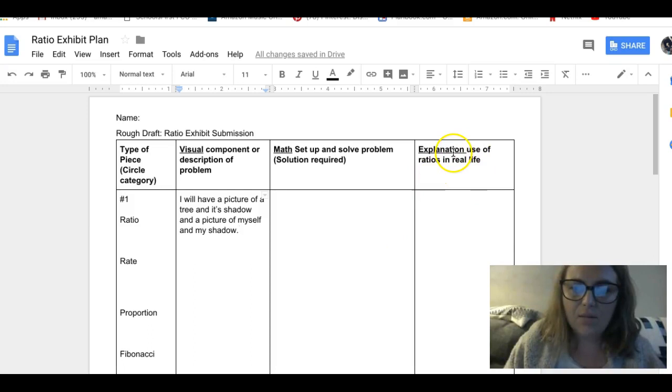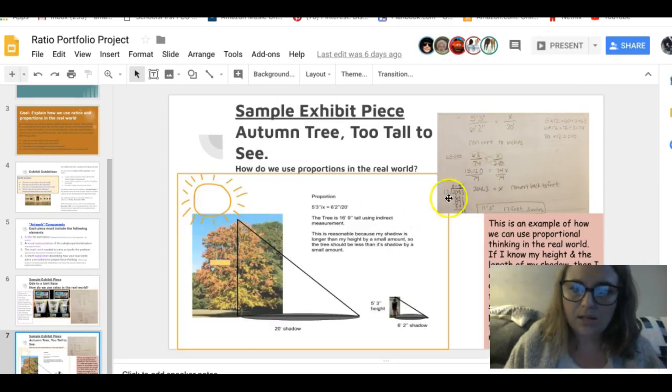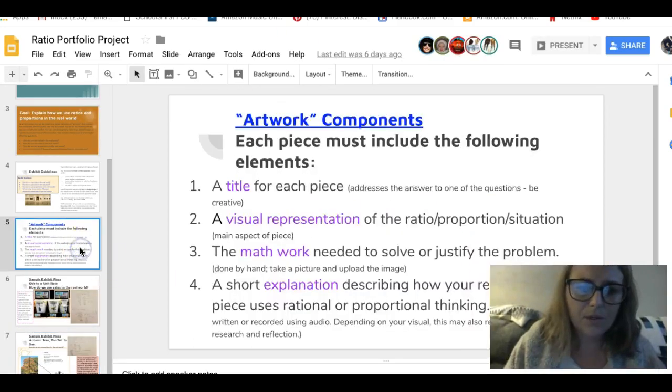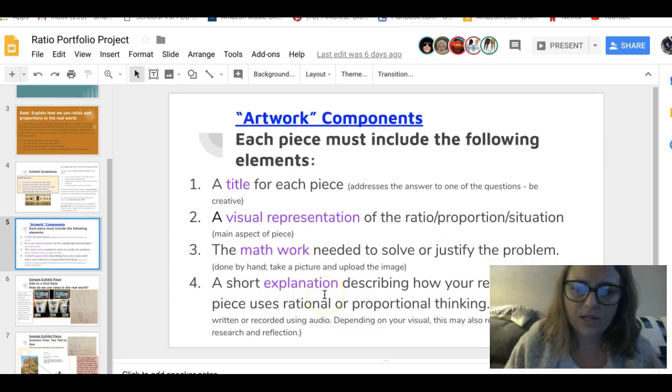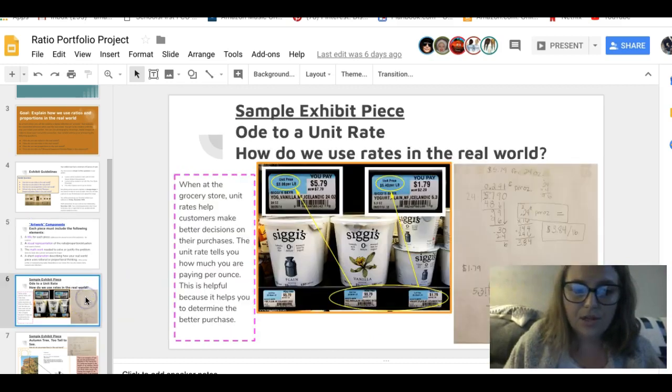And then this last column of explanation, again, going back to the example, we're looking at these requirements. You need to have a short explanation describing how your real-world piece uses ratio or proportional thinking. The basic idea is, how does this explain ratios or proportions? So in my example, ratios or proportions are helpful here because the unit rate tells you the better deal. Okay, it doesn't need to be more complicated than that. Unit rate shows you the better deal.